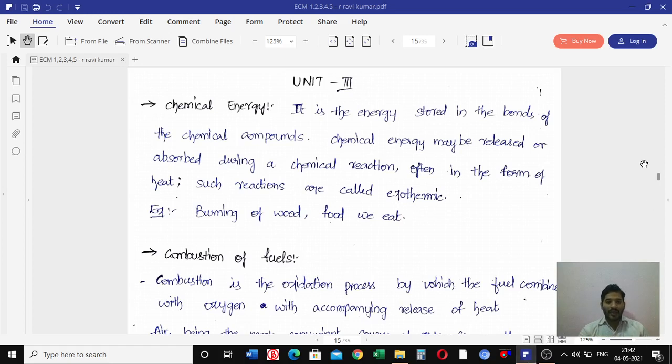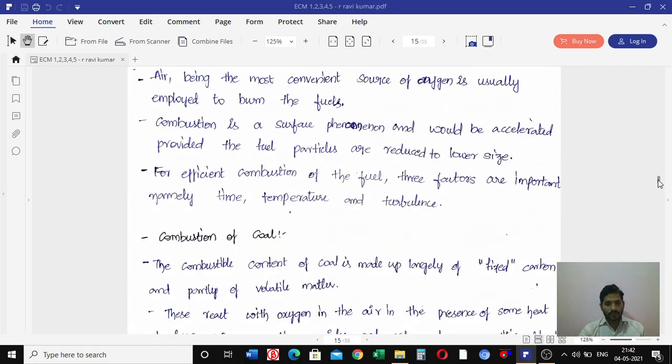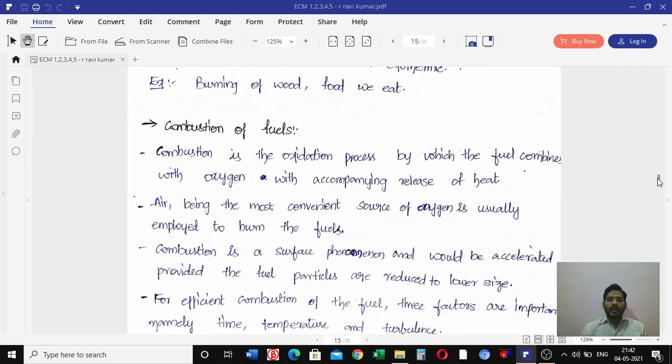And the second topic in chemical energy is combustion of fuels. Combustion is one type of oxidation process in which fuels combine with oxygen, with accompanying release of heat.